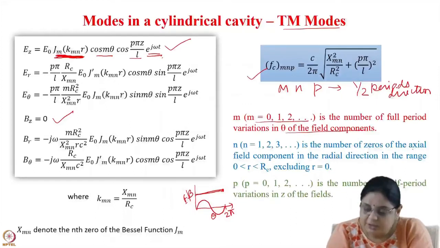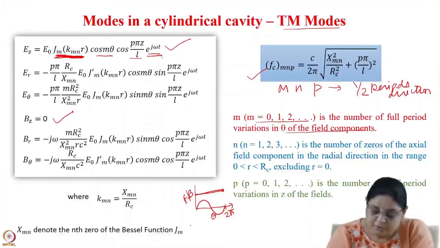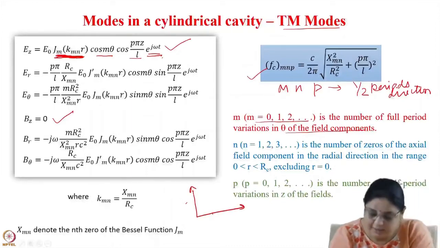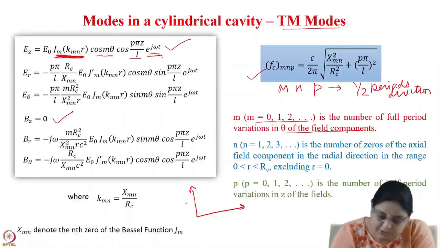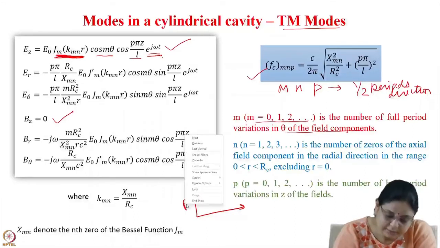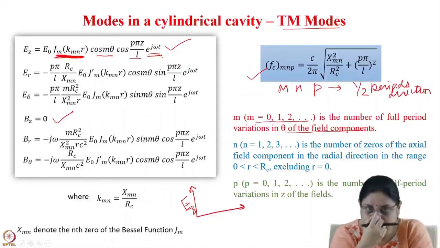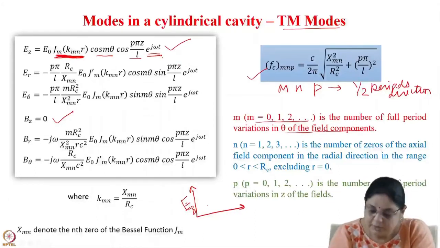n is the number of zeros of the axial field component in the radial direction in the range 0 to RC, excluding at r equal to 0. So in the r direction, it is the number of zeros of the axial field component. Here you have to take EZ. The axial field component is EZ. It is along the axis. So it is the number of zeros of the axial field component in the radial direction.